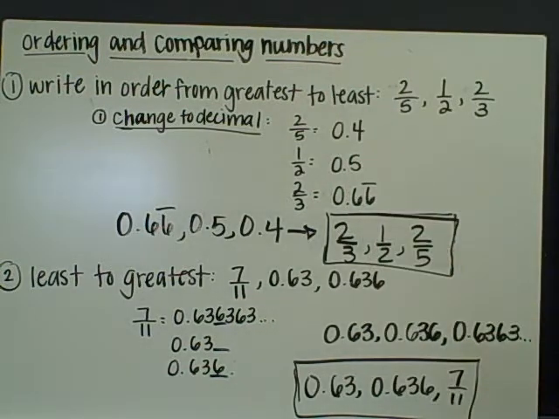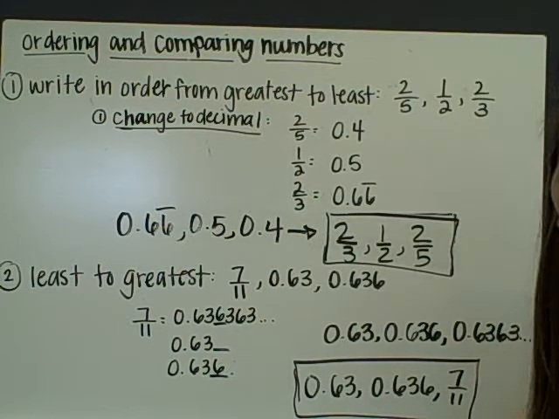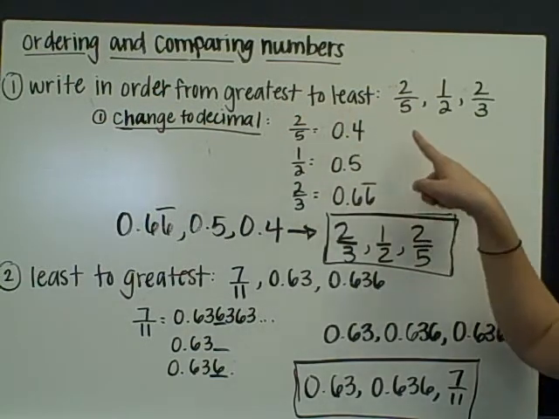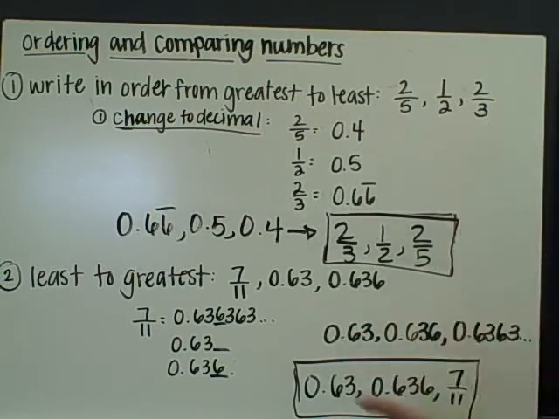When we are ordering and comparing numbers, we are writing them from greatest to least or least to greatest. We're comparing them or putting them in a certain order. This first one we're going to order from greatest to least. Our numbers are 2/5, 1/2, and 2/3. When you have fractions, the first thing you should do is change them to decimals.